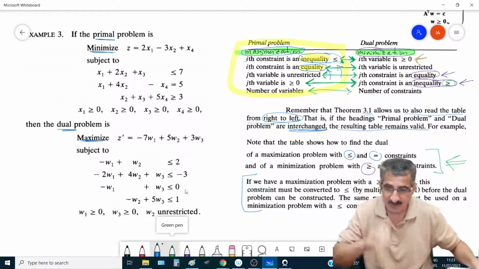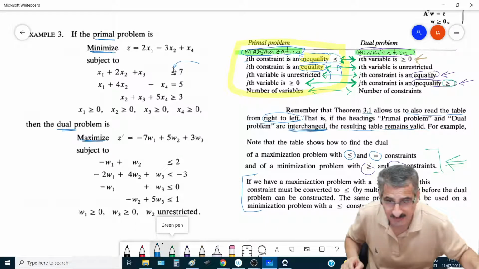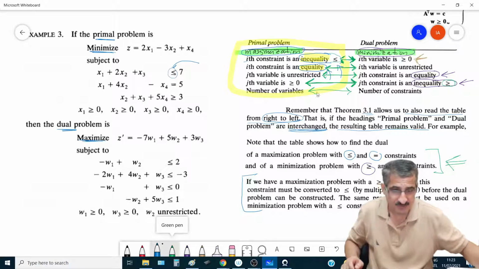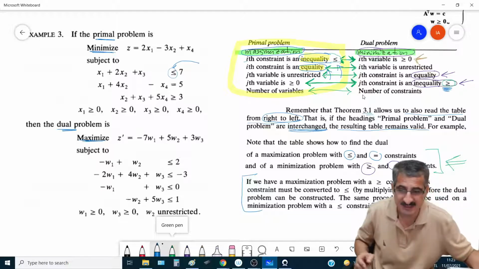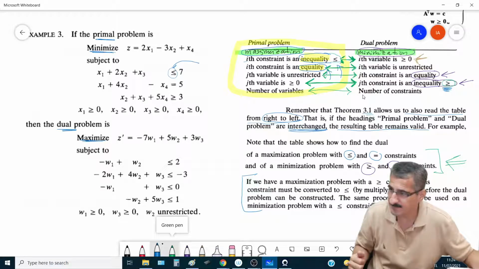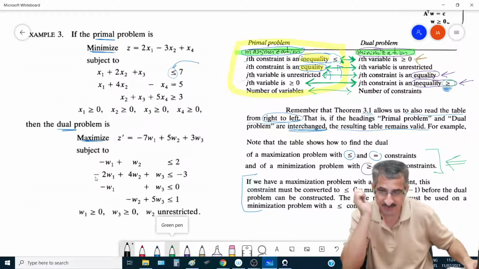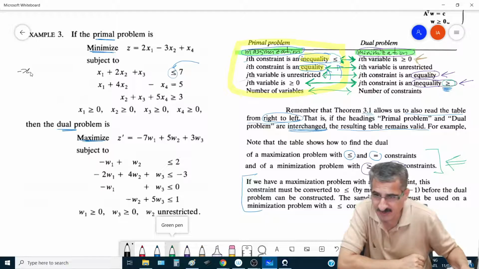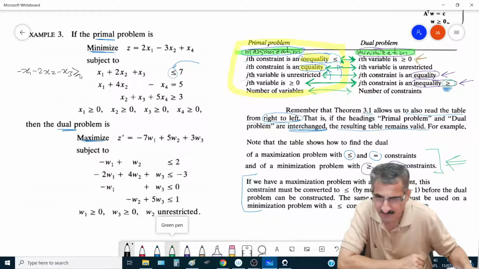Okay. الآن pay attention. The first constraint is inequality. Good? So that means, can I have this in the minimization? I must have greater than or equal. This is less than or equal. So what do I do? I must convert this, right? So I must convert this to x1 minus 2x2 minus x3 to be greater than or equal minus 7.